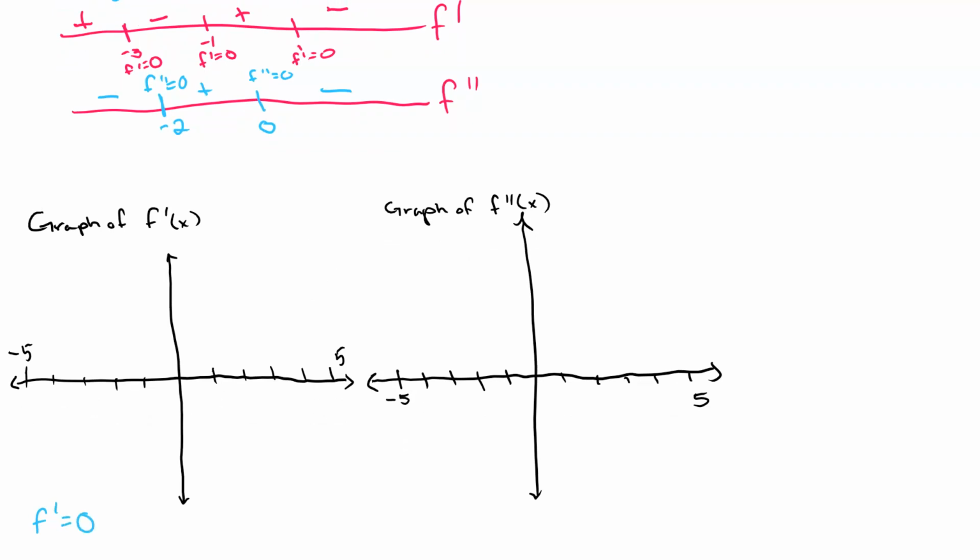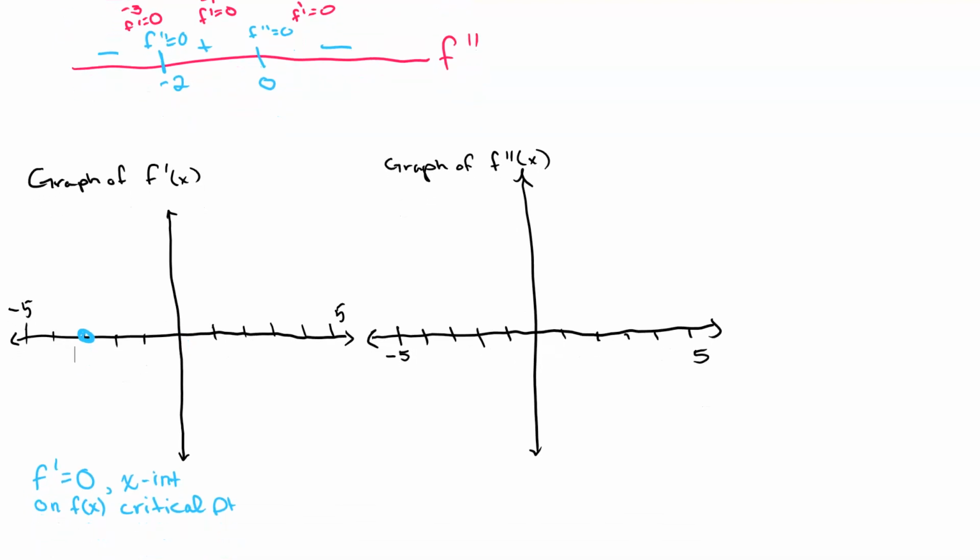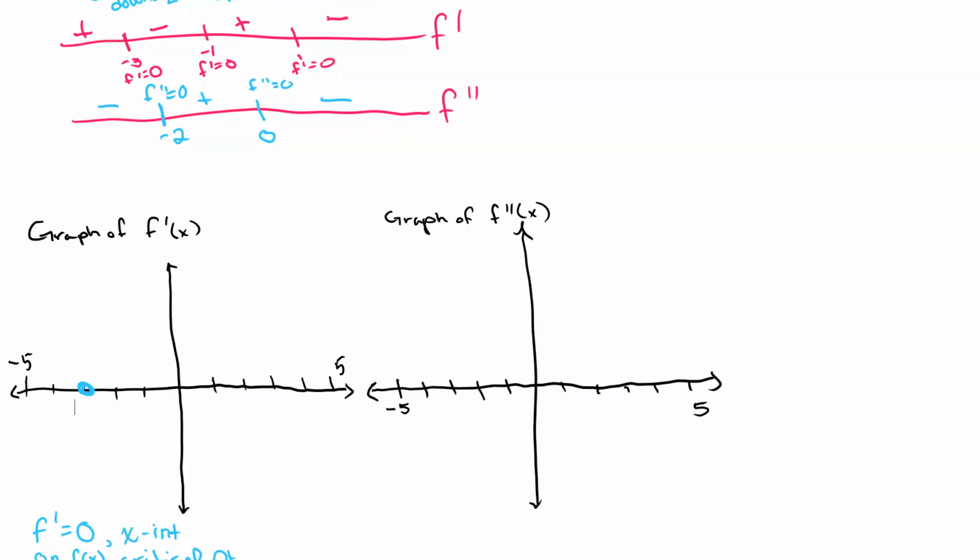Where the first derivative equals 0, that's going to be an x-intercept on this graph. And that's on my original graph. That's a critical point. So let's start by putting those right on our graph. Our critical points were at -3, 0, I'm sorry, not 0, yikes, -3, -1, and 1.